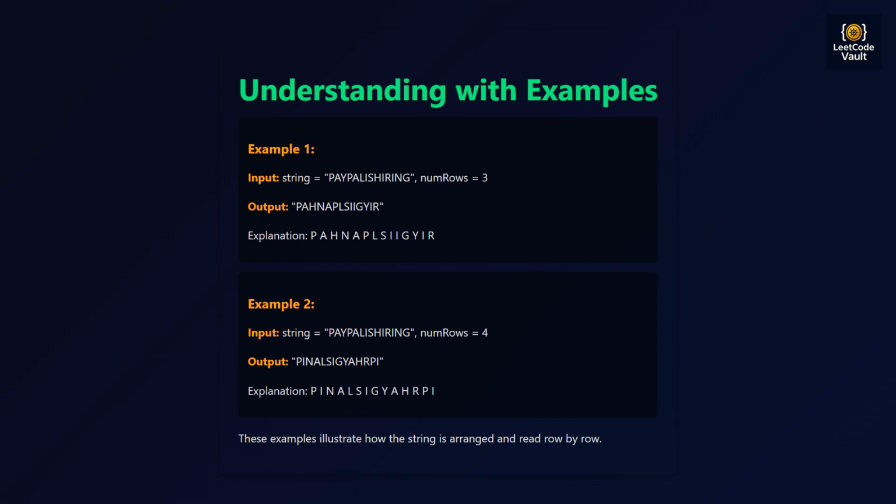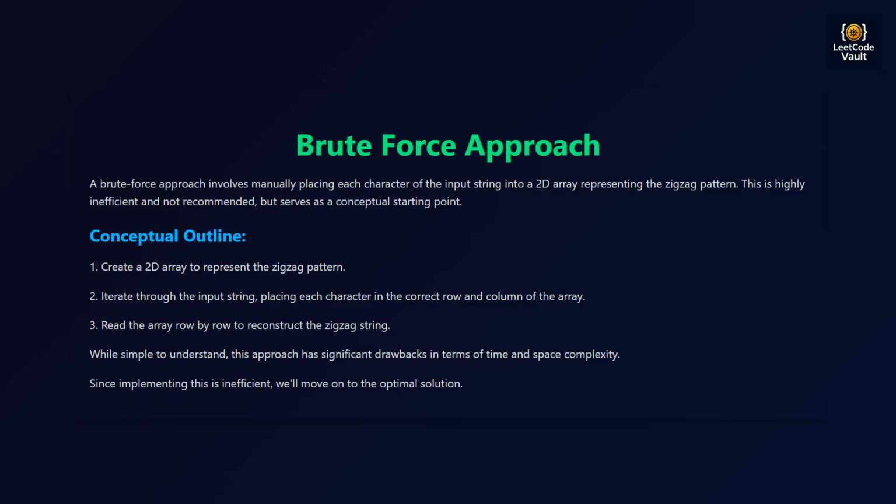Now, let's try another one, ABCDEFG with 2 rows. This would create A C E G, B D F, resulting in ACEGBDF. See how it changes with a different number of rows and a different string length? Understanding these patterns is crucial to crafting an effective algorithm. Let's move on to consider our solution approaches.